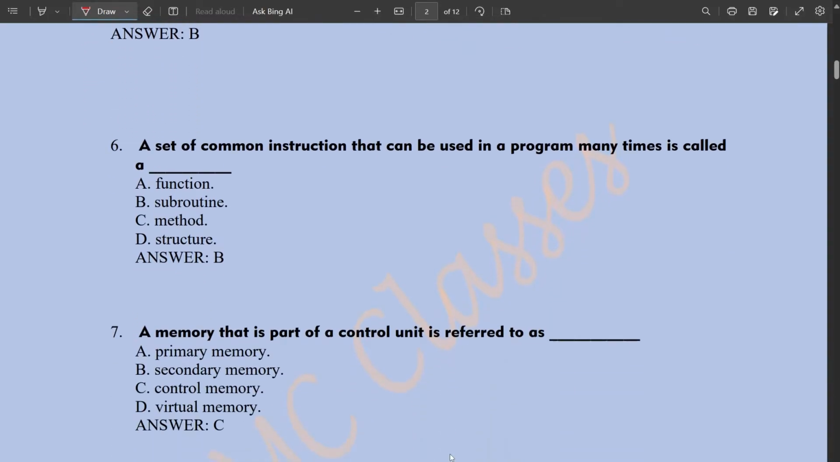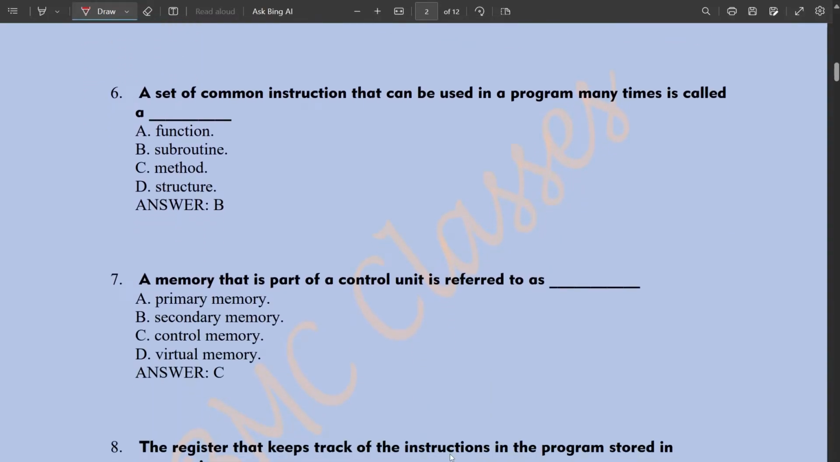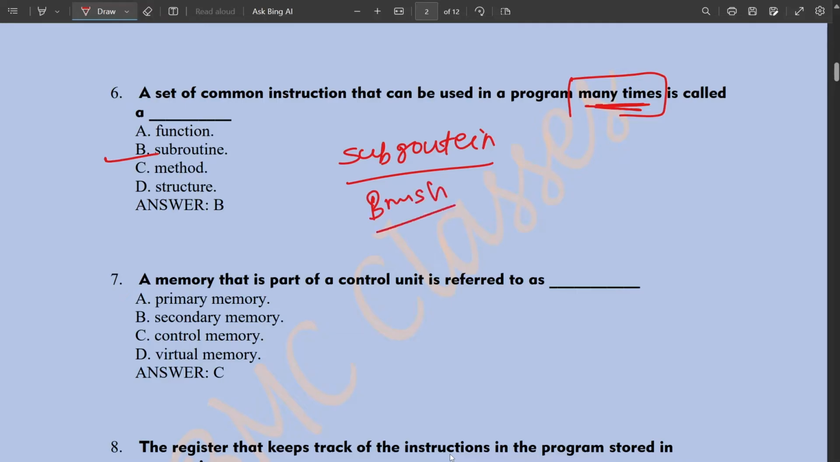Next, a set of common instructions that can be used in a program many times is called what? Subroutine. When a program uses instructions many times, there will be a subroutine. Like the things you do daily, like brushing, that's your routine. The same here: instructions that can be used in a program many times form a subroutine. Option B is correct.